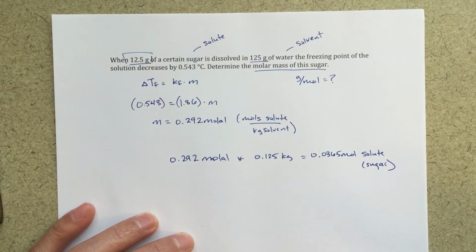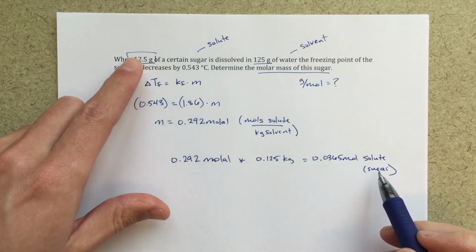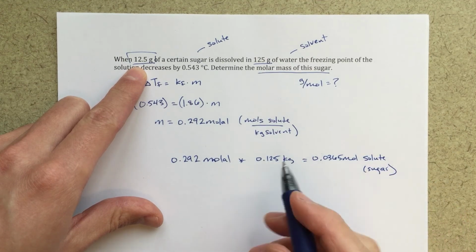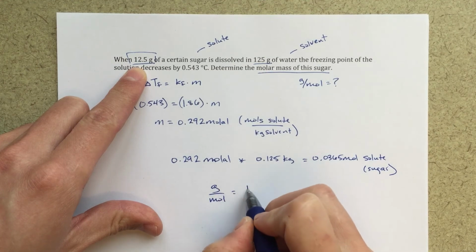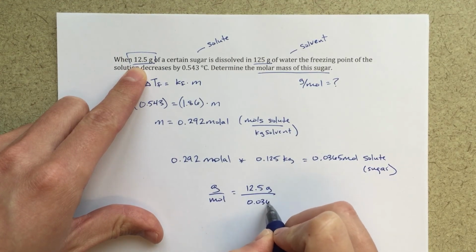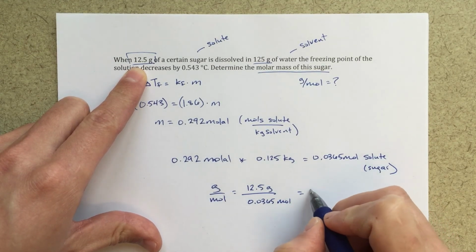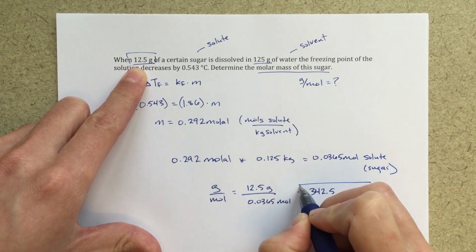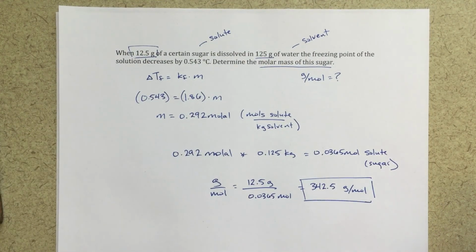So the last step here is to say, well, if this is my moles of sugar, this is my grams of sugar that I put in, this number of grams correlates to this number of moles. My molecular mass, or my molar mass, should be the number of grams, 12.5 grams, divided by 0.0365 moles, and that is going to equal 342.5 grams per mole. So this is actually the molecular mass for sucrose. That is the sugar in this case.